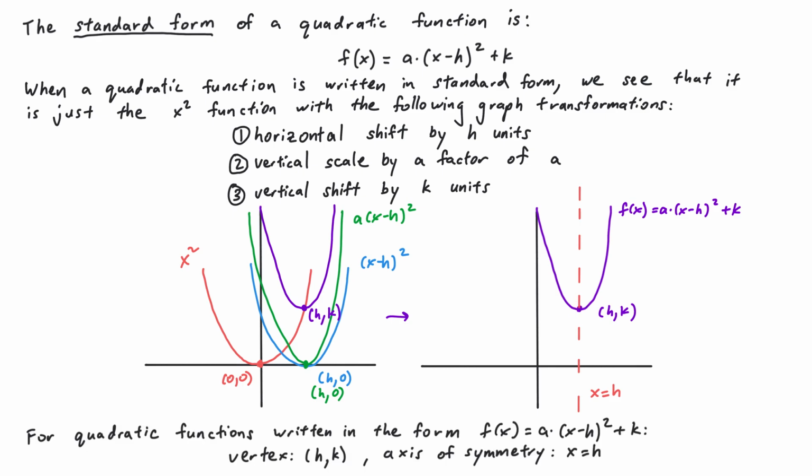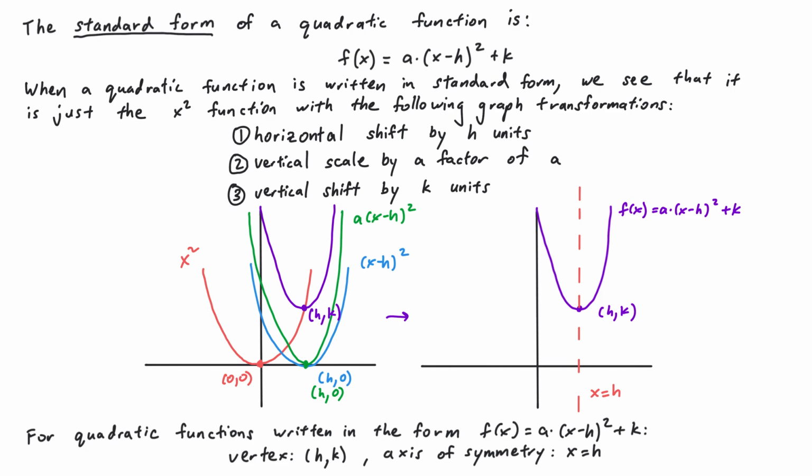So the main takeaway here is that when we write our quadratic function in standard form, we can realize it as graph transformations applied to the x squared function. And when it's written in the form a times (x minus h) squared plus k, the vertex of the parabola will be at the point (h, k), and the axis of symmetry will be at x equals h.